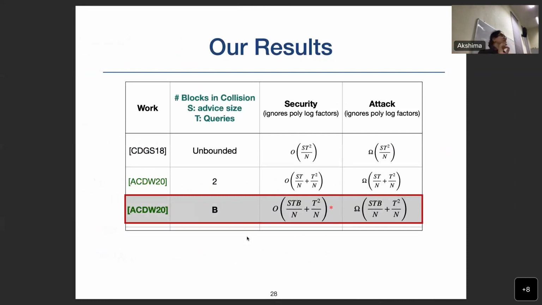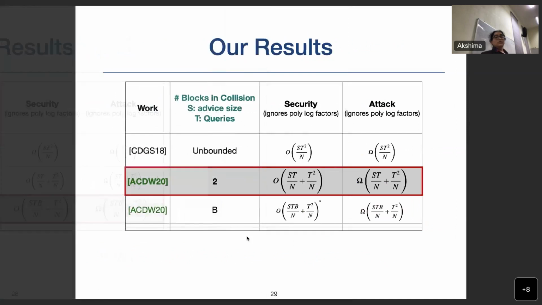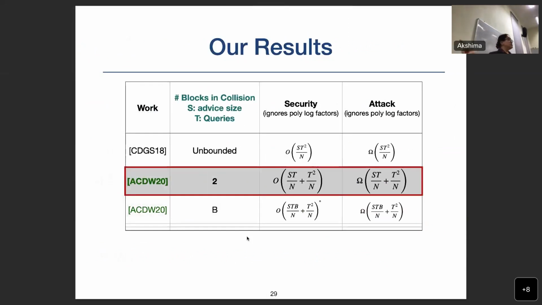Why we still believed in this conjecture was because for 2-block collisions, we could show that this is the best attack, and the best advantage is ST over N plus T squared over N. So this suggests that in order to defeat the optimal security, or for Merkle-Damgård to be really bad, S has to be greater than T.